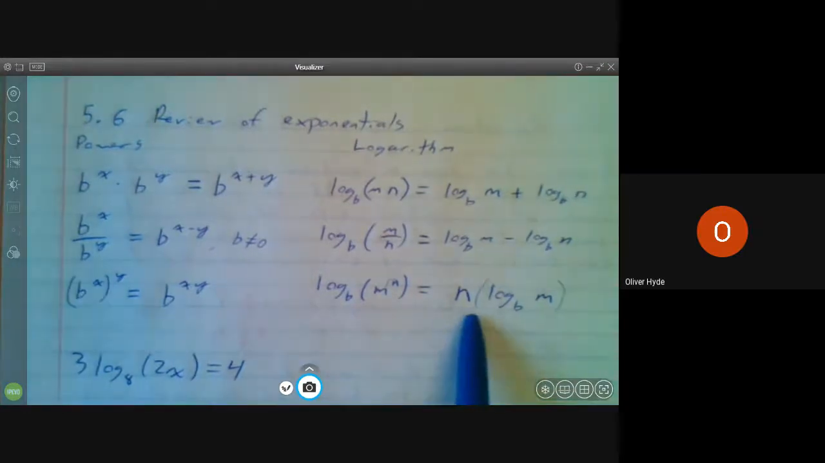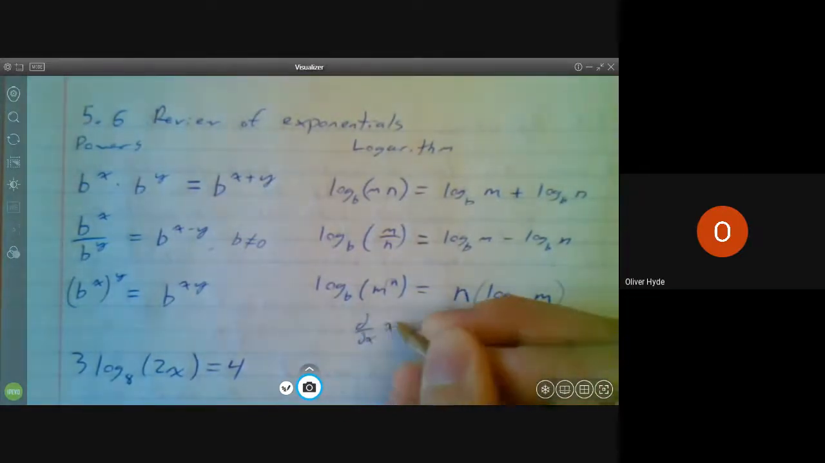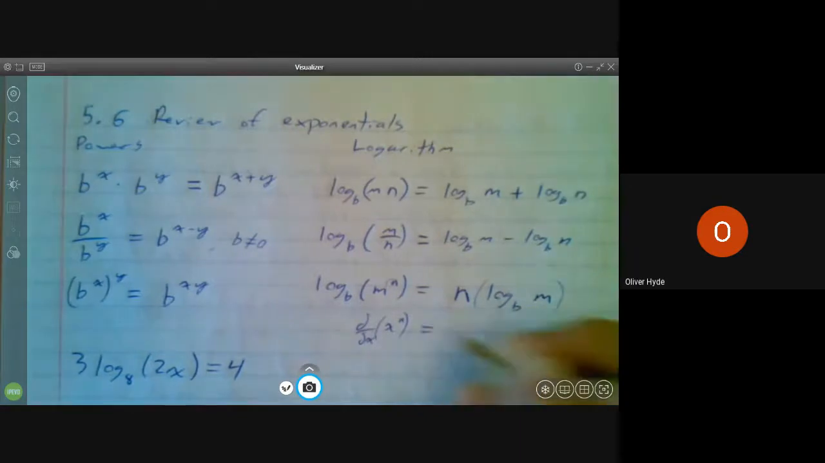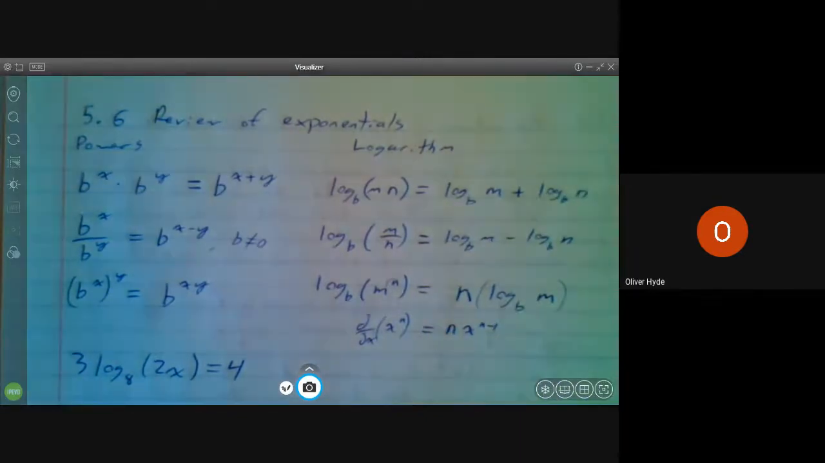Now, this property looks suspiciously like our derivative of a power of x rule. Make sure you separate those two. But by the end of this unit, we will see that they are intimately related.